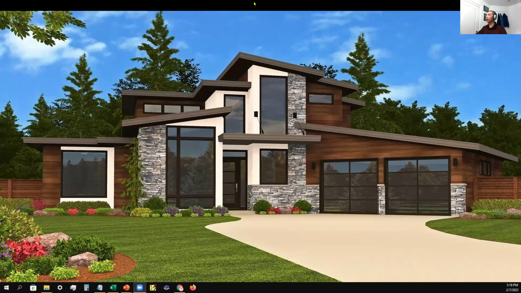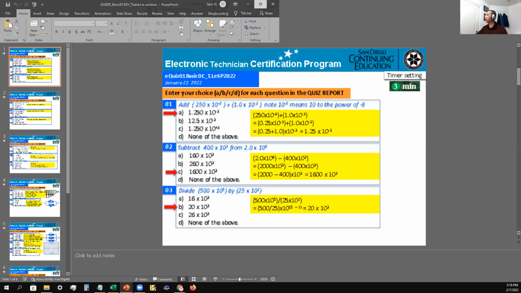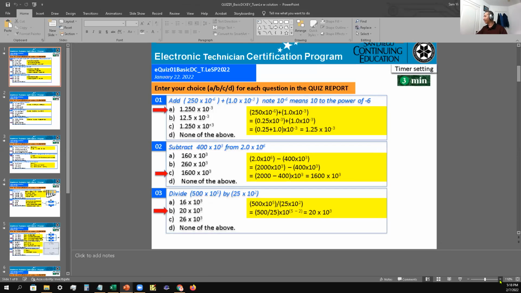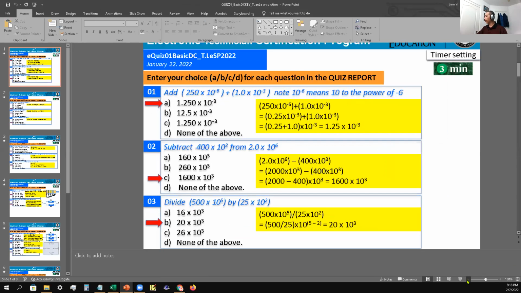Share the screen. Okay, it looked like the majority of the people did pretty well on the quiz. The only concern is that we have a couple of people turning the assignment in the wrong place, okay? Instead of turning into Section 1, a couple of you turned into Section 2. We'll go over that shortly.